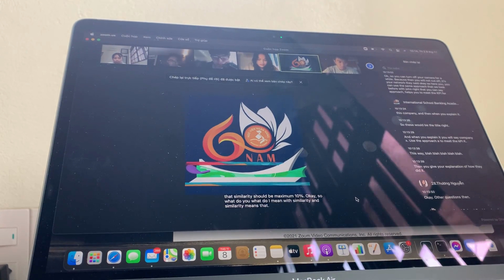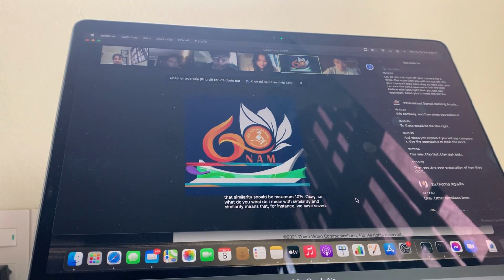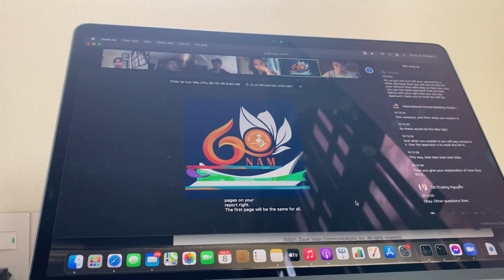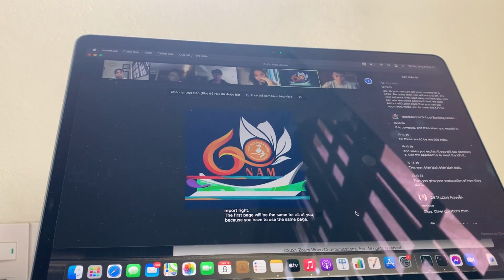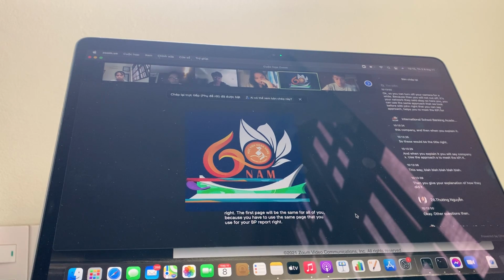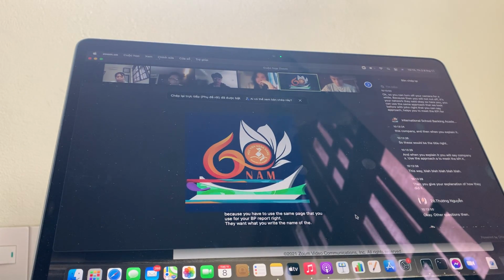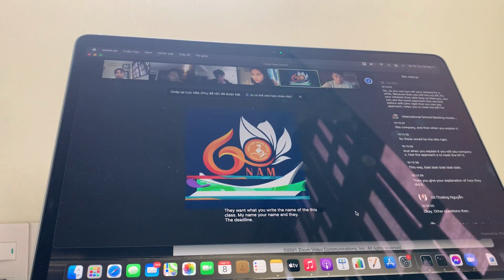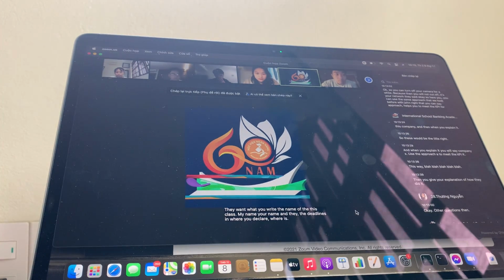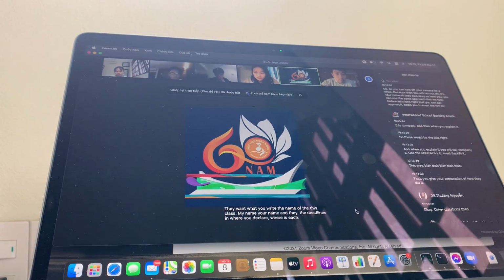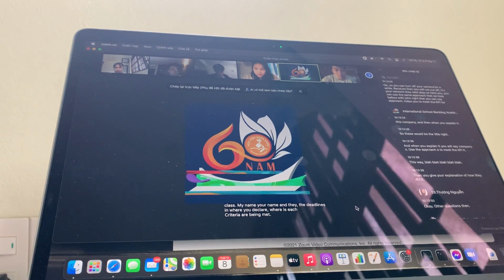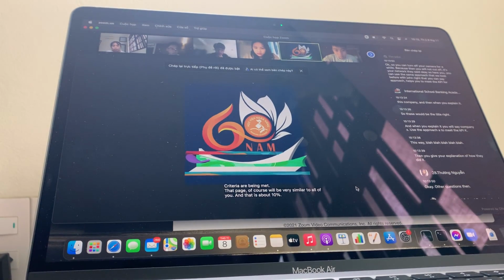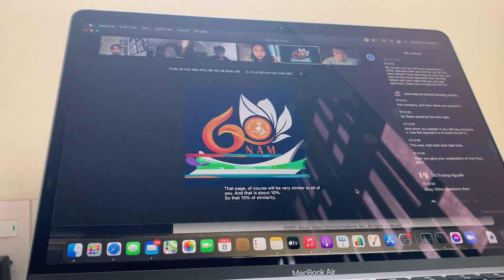Similarity means that, for instance, we have 7 pages in your report, right? The first page will be the same for all of you, because you have to use the same page that you used for your DBE report, right? The one where you write the name of this class, my name, your name, and the deadlines, and where you declare where each criteria is being met. That page, of course, will be very similar for all of you, and that is about 10%. So that 10% of similarity on your report comes from there.